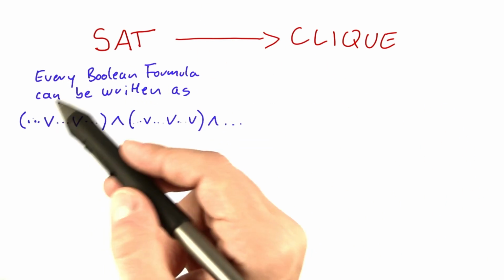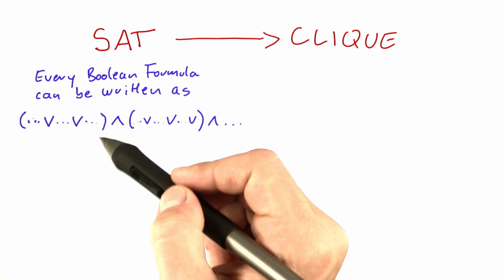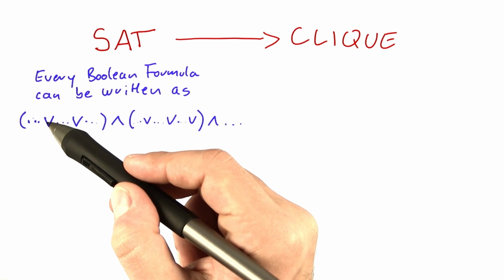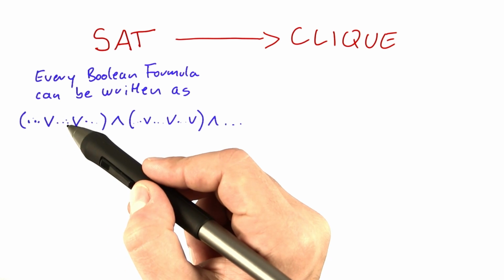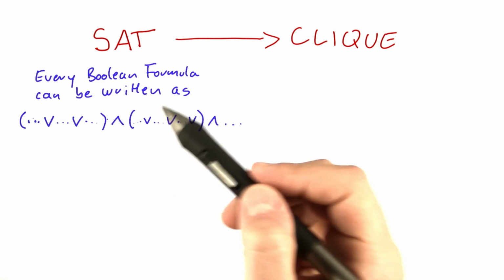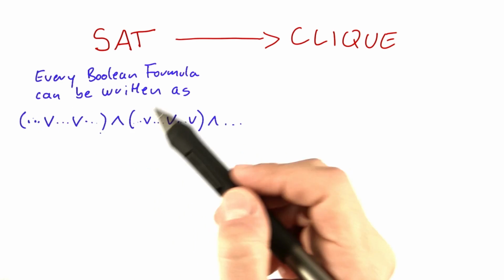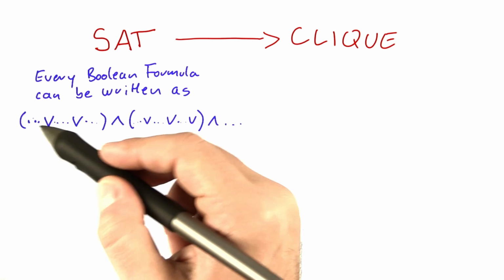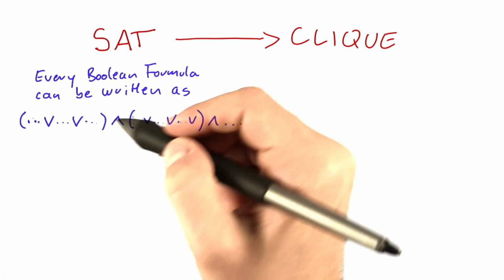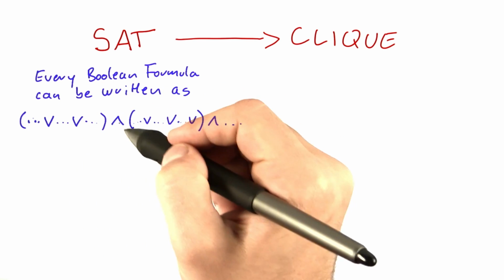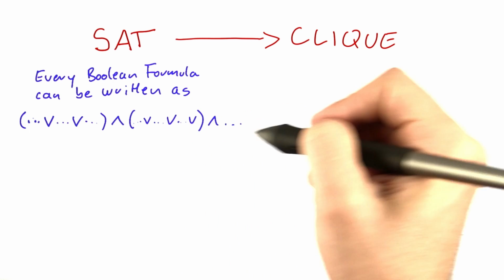Every Boolean formula can be written like this. So you have the brackets around variables that are only combined by ors. So you have variable 1 or variable 2 or variable 3. And you can have more than 3 variables in here. But you have nothing else. You only have variables and ors. And between the brackets, you always have an and. So you have bracket of ors and bracket of ors and so on.